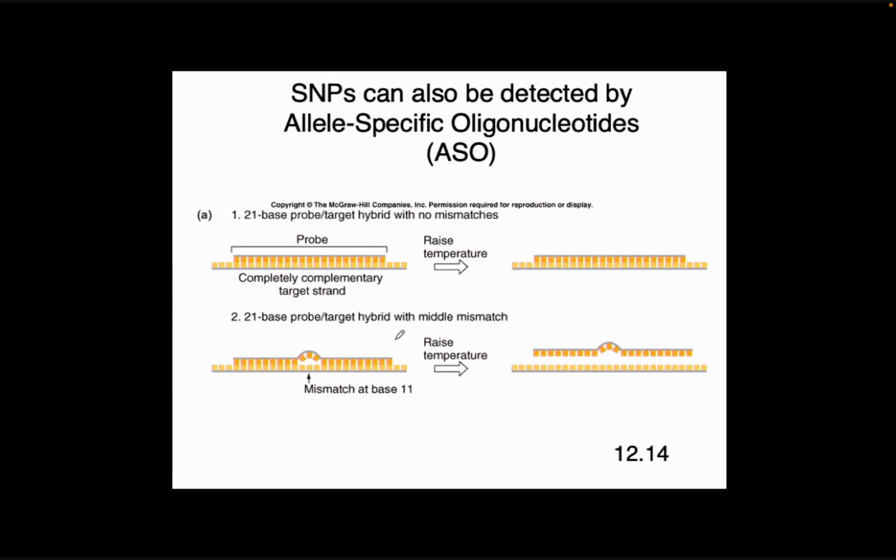Most of these methods, we need to know the tools we're trying to use. What we're going to do is design an oligonucleotide probe that is identical to one of the alleles, or complementary to one of the alleles.